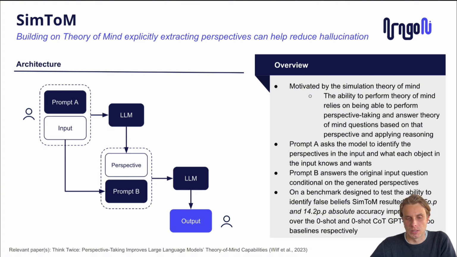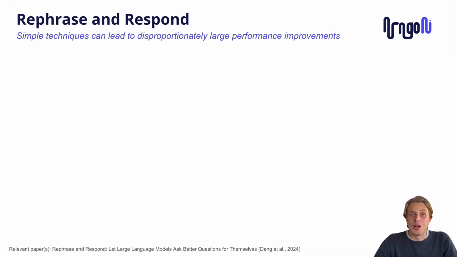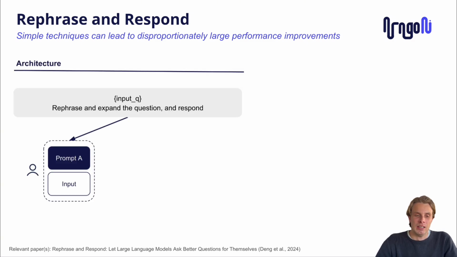It's a general concept, and we'll see these later in the decomposition section, where breaking problems down into simpler sub-problems can often result in performance improvements. Rephrase and respond is a deceptively simple technique that has disproportionate performance improvements. In gray here, I have exactly the prompt format recommended by the authors. You'll see we have the input question that comes from the user, and then we append a phrase to it that is literally "rephrase and expand the question and respond."